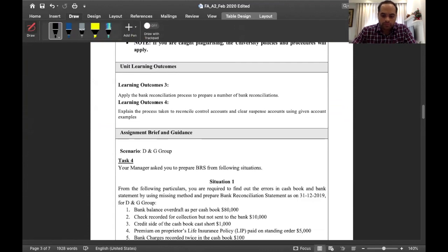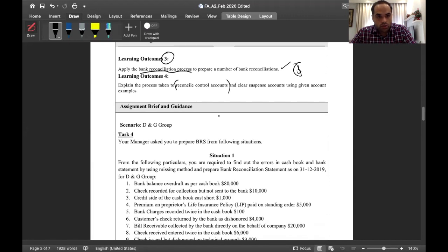That's your learning outcome. Learning outcome 3 is about the bank reconciliation process, preparing a number of bank reconciliations. We have 3 in this assignment. Learning outcome 4 is about reconciling control accounts. I have to teach you what a control account is and how we're going to reconcile it. And if required, we may need suspense accounts. But until now you have no knowledge about this, so don't worry. We will talk later about learning outcome 4.